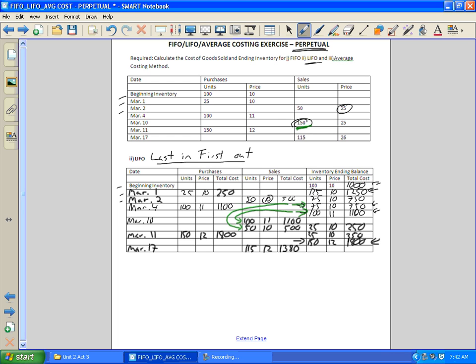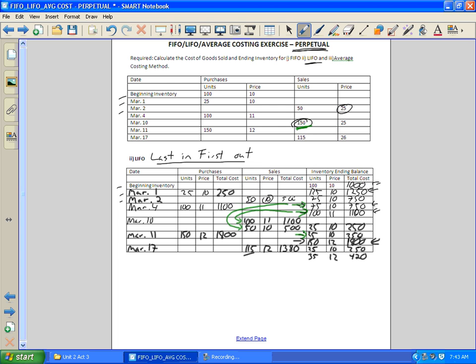Now, hopefully this isn't going to get too confusing, but remember, we haven't used the 25 $10 units yet. That's still sitting in inventory because it's last in, first out. That's the oldest stuff. It's still sitting there. So that's going to remain in ending inventory for now. And of course, we used up 115 of the 150 units. So that leaves us with 35 of those left over. So 35 times 12, because they're $12 each, gives us 420 bucks.